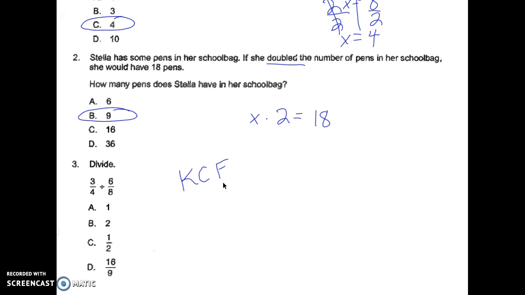So I'm going to keep my first fraction. I'm going to change my sign to a multiplication. And I'm going to flip my second fraction. Keep, change, flip. And then I'm just going to simply solve it. 3 times 8 is 24. 4 times 6 is 24. And I have 24 over 24, which equals 1 whole.